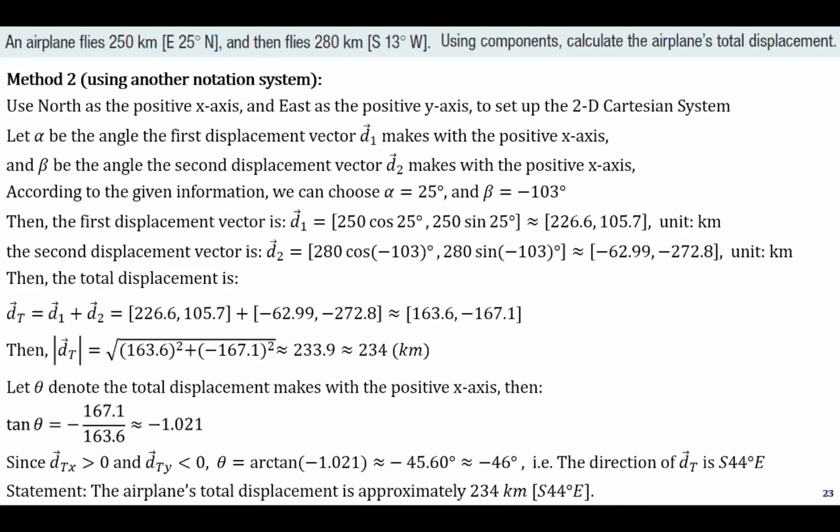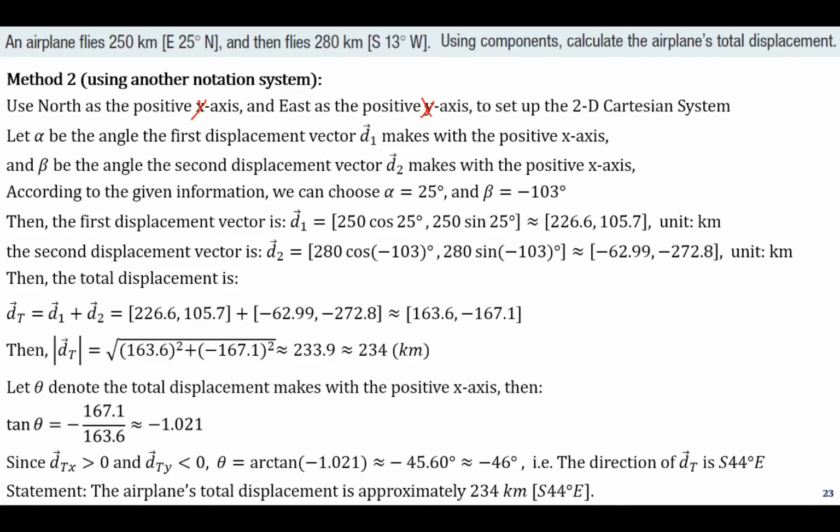Okay, so if you use another notation system, which we have already learned in calculus and vectors class, first we can use north. First just specify which direction you want to use as positive in x and y axis. So first state that you want to use north as positive y, sorry, not x. First state that use north as a positive y axis and east as positive x axis. This is by convention, right? Usually we'll use north as positive y and east as positive x to set up the 2D Cartesian system.